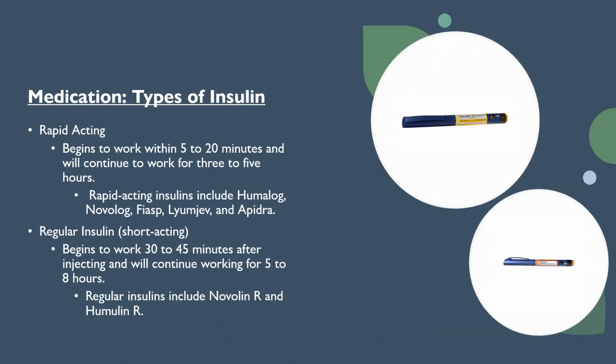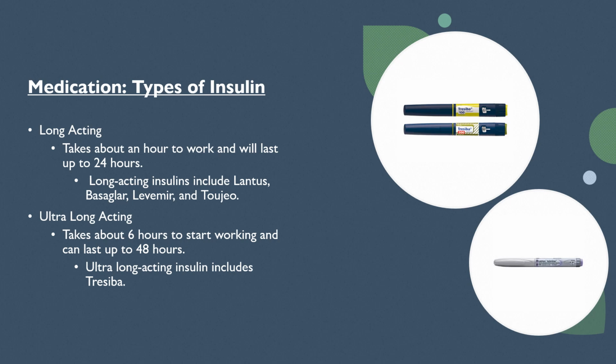There are different types of insulin. Rapid acting begins to work within 5 to 20 minutes and will continue to work for 3 to 5 hours. Rapid acting insulins include Humalog, Novolog, Fiasp, Lyumjev, and Apidra. Regular insulin, which is short acting, begins to work 30 to 45 minutes after injecting and will continue working for 5 to 8 hours. Regular insulins include Novolin R and Humulin.